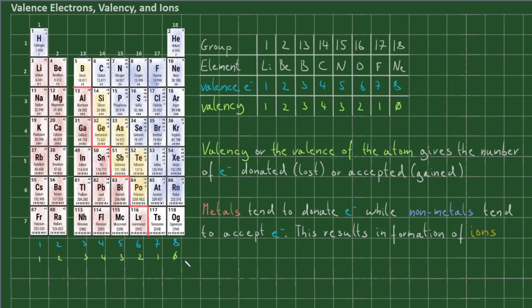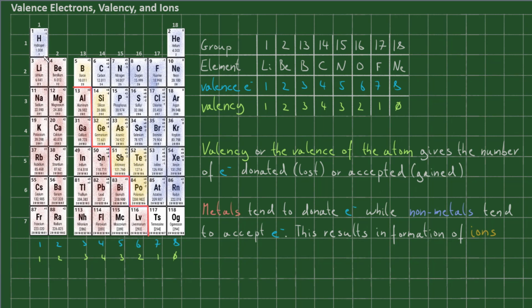But before I look into ions, I want to talk a little bit about this word tend. What does that mean? Well, it means that metals are likely to donate electrons and non-metals are likely to accept electrons. But it does not always have to happen. For example, hydrogen is a non-metal, but in quite a lot of cases it is actually going to donate its electron. In other words, it is likely to behave as though it were just another metal in group 1.